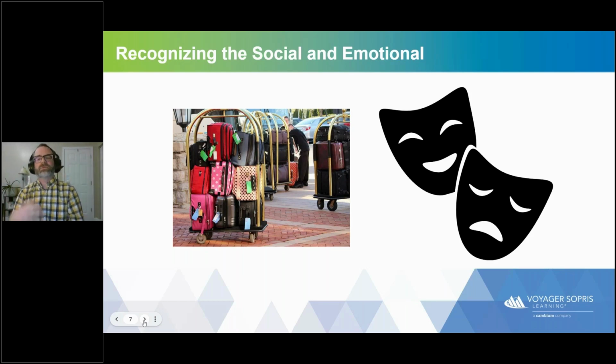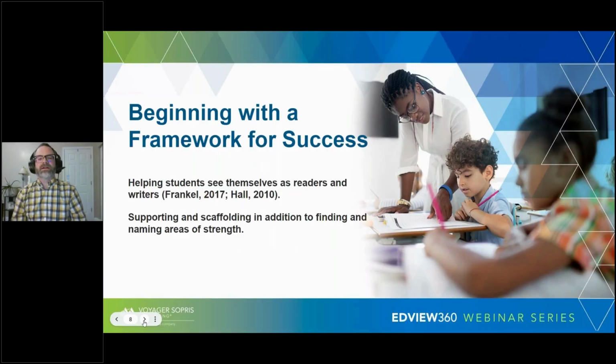And so just thinking about these multiple factors that students are facing, have faced, puts me in that position of thinking about ways that I can maybe make literacy a little more palatable. So one of the ways that I do that is beginning with a framework for success. This could be as simple as starting the day and not thinking about all the things that I haven't done yet.